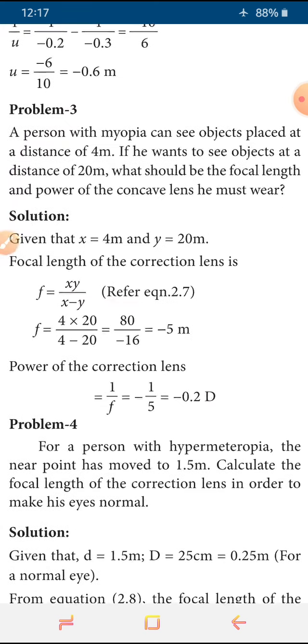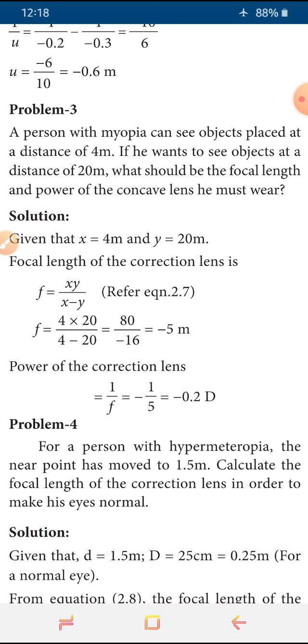Then problem 3. A person with myopia can see objects placed at a distance of 4 meter and he wants to see the objects at a distance of 20 meter. What should be the focal length and power of the concave lens he must wear? This is the question. So what are the things given? The distance is given. That can be taken as 4 meter.